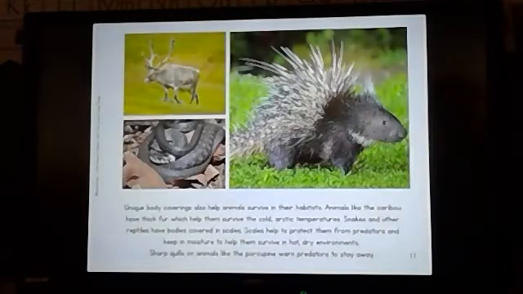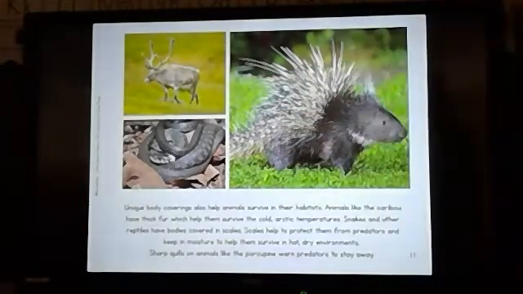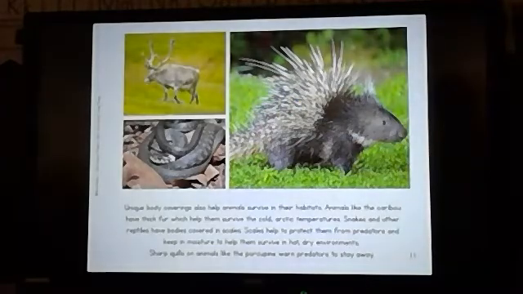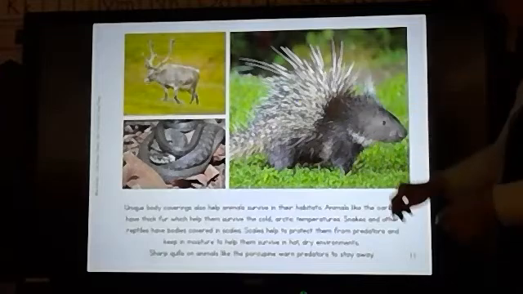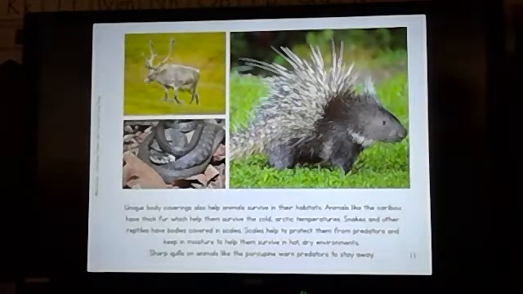Unique body coverings also help animals survive in their habitats. Animals like the caribou that you see here have thick fur which helps them survive the cold Arctic temperatures. Snakes and other reptiles have bodies covered in scales. Scales help to protect them from predators and keep in moisture to help them survive in hot, dry environments. Sharp quills on animals like the porcupine warn predators to stay away.